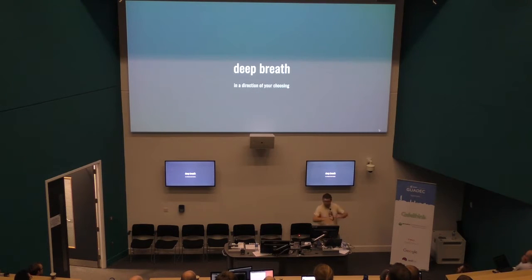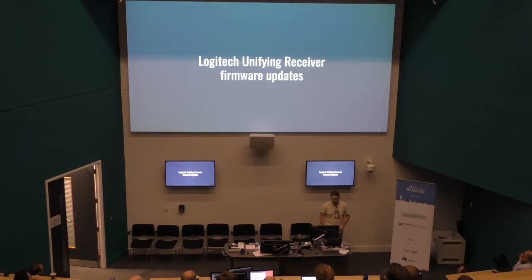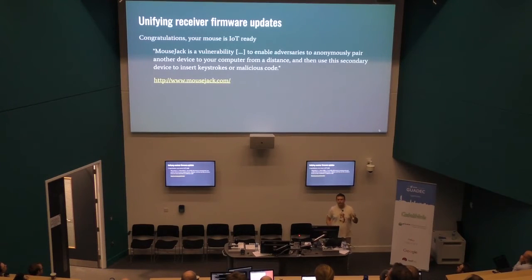Next, completely separate topic again. Benjamin and Richard have been working on Logitech Unifying Receiver firmware updates. The Logitech Unifying Receiver is a little USB dongle you get when you buy a wireless Logitech mouse. That receiver is IoT compatible, Internet of Things compatible, in that there is a workable exploit to take over the computer.